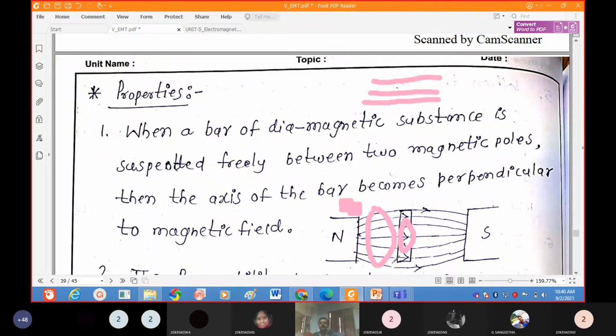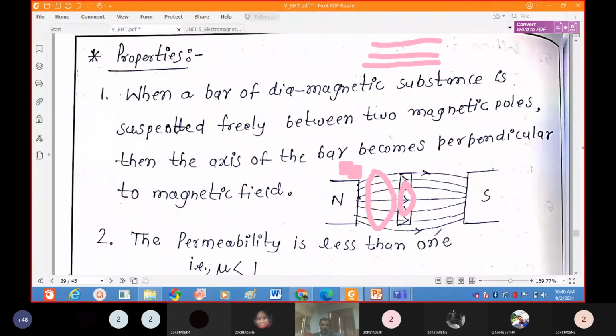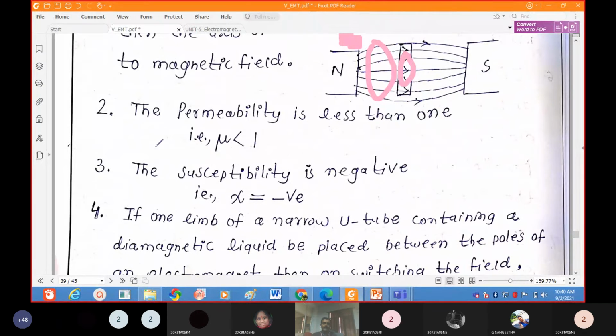That means the B value decreases. Since mu is equal to B by H, the mu value is less than 1. Now coming to the second point, see the permeability.